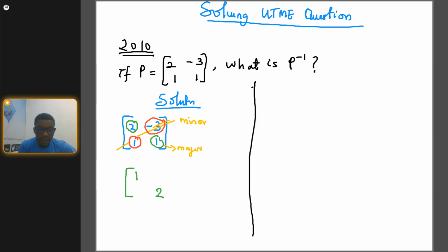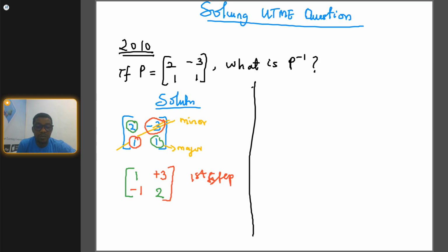Changing the sign of 1, I'm going to have minus 1 because it was positive 1 before. Now I've changed the sign; it is now negative 1. Changing the sign of minus 3, that will be plus 3. And you can close the matrix now. So that is the first step.